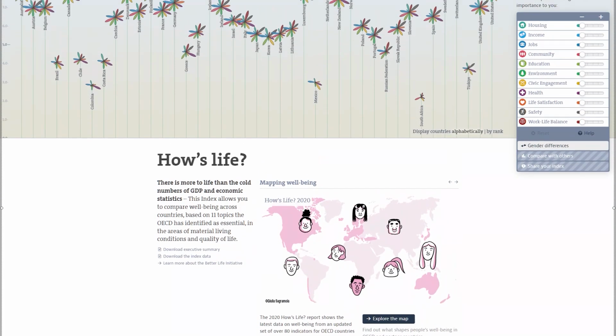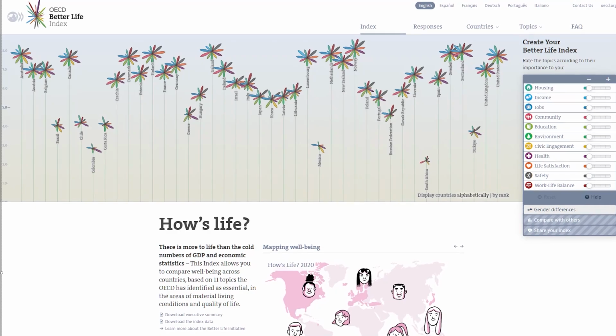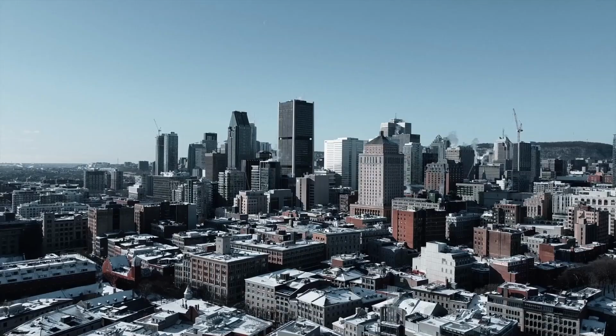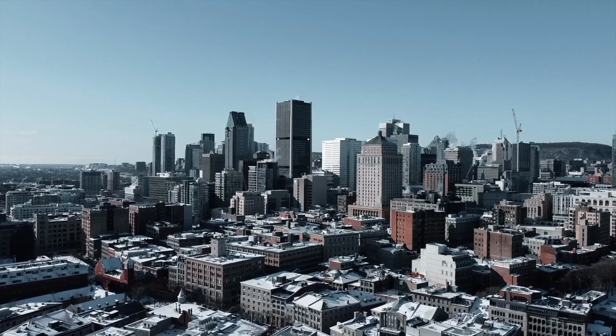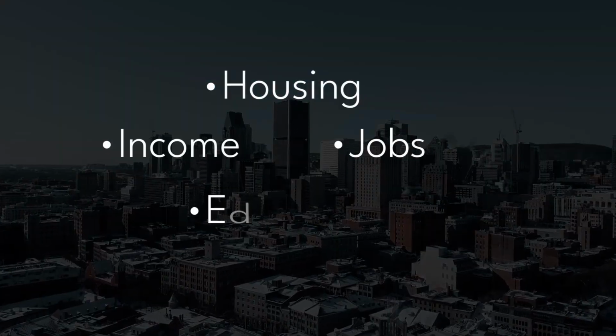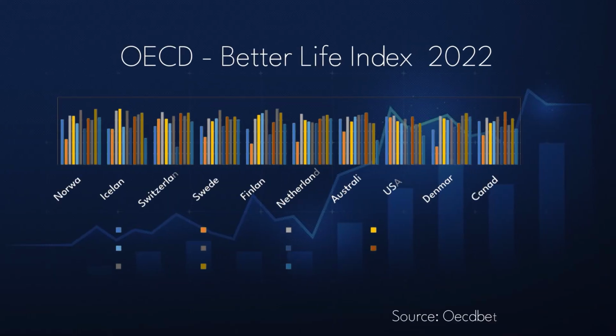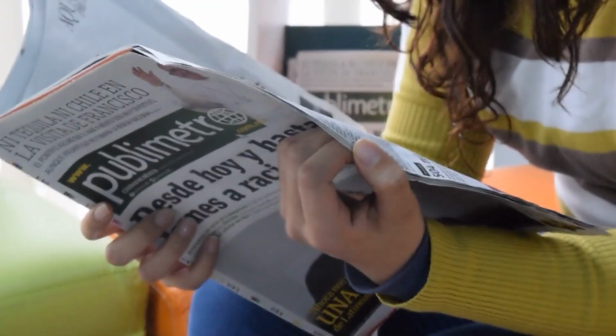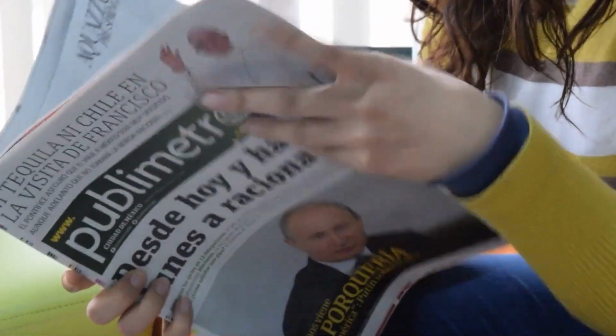The Better Life Index, or BLI, is developed by the Organization for Economic Cooperation and Development, or OECD. It measures quality of life based on various factors such as housing, income, jobs, and education. In 2022, the top countries included Australia, Sweden, and Canada. So why do politicians and economists focus so much on GDP?